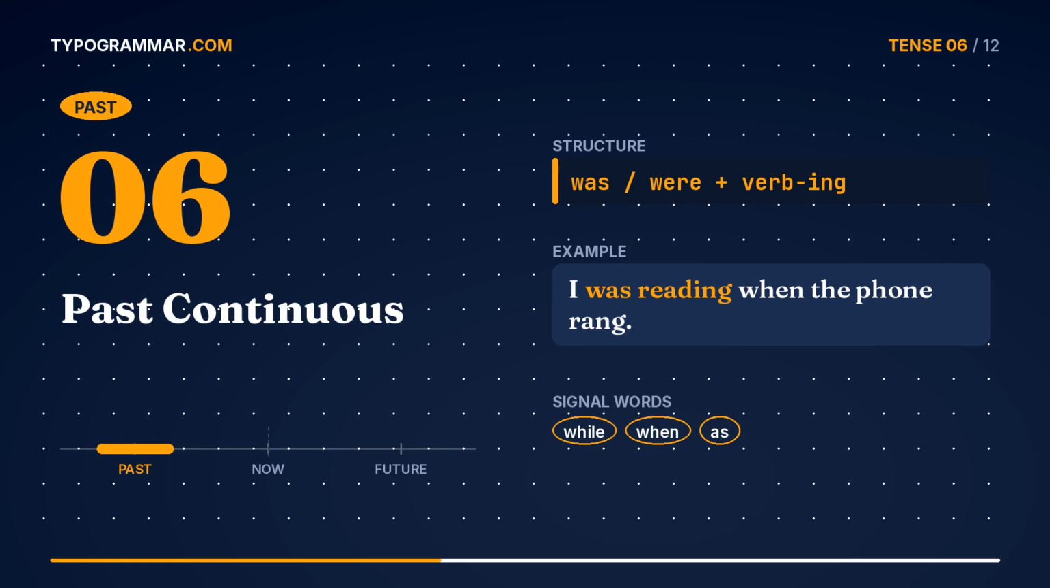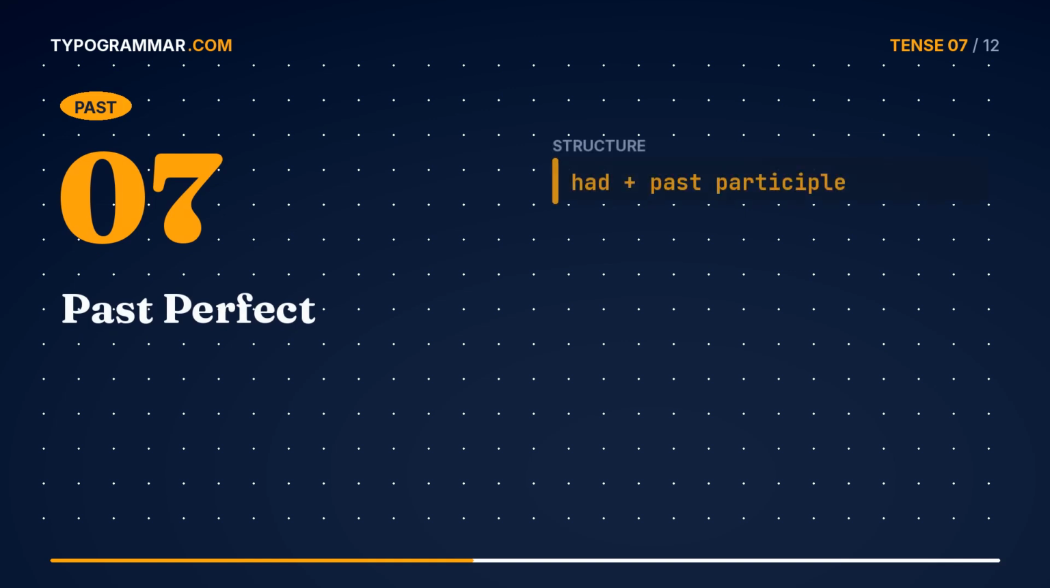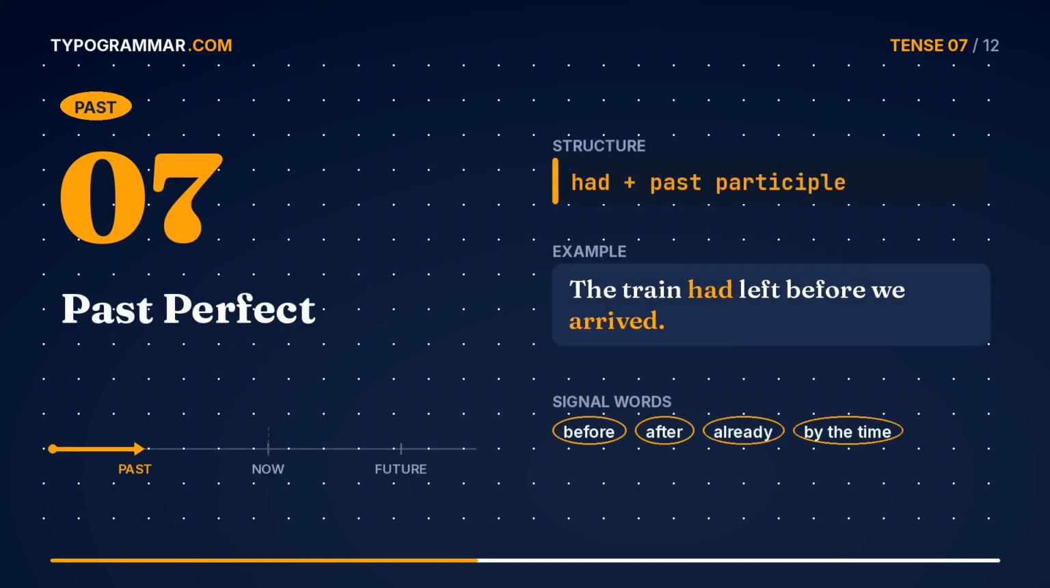Tense number 6, the past continuous. It describes an action that was in progress at a specific moment in the past. The structure is was or were, plus the verb with ing. For example, I was reading when the phone rang. They were playing while it was raining. Signal words include while, when, and as. Think of it as the longer background action that gets interrupted by a shorter one.